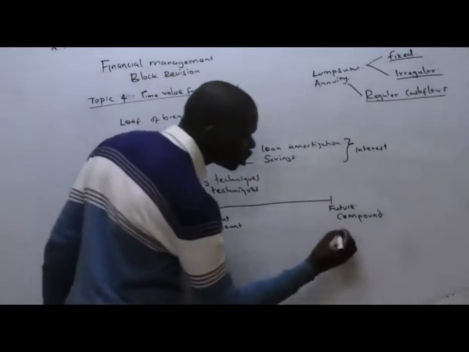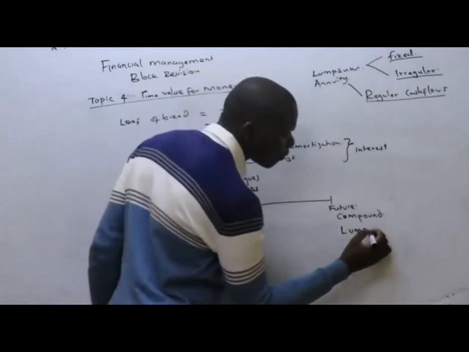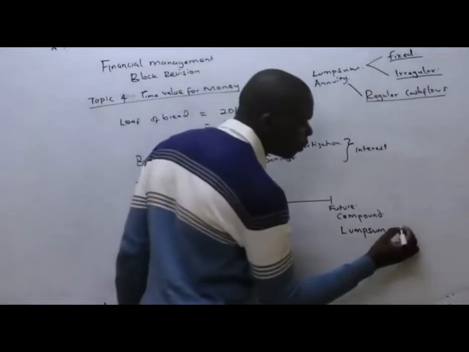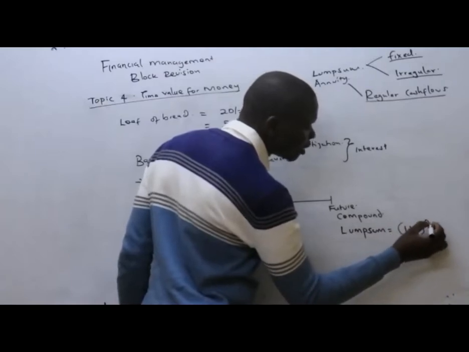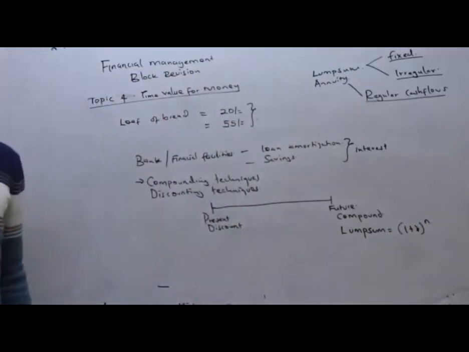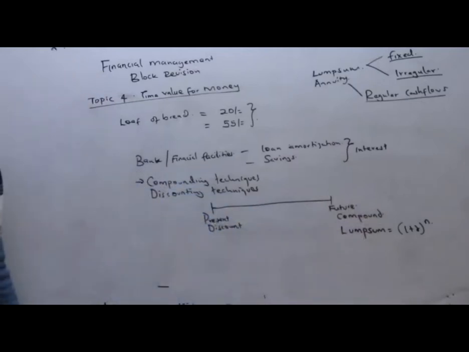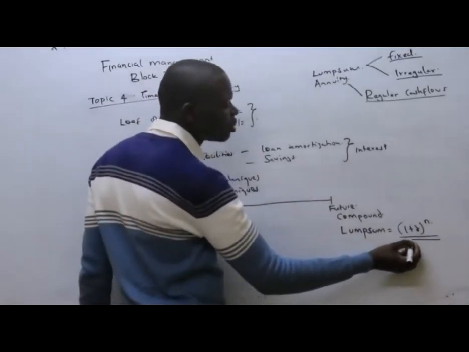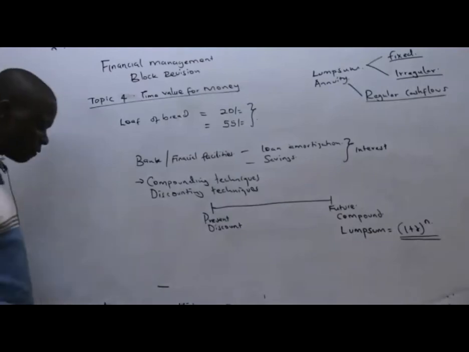We always use this formula. When determining the compound factor of a lump sum, we shall always use this formula, which is 1 plus r raised to power n. That is the compounding factor. Therefore, you'll take your amount, then multiply with this compounding factor to get the future value.